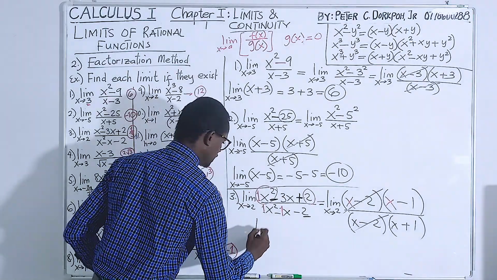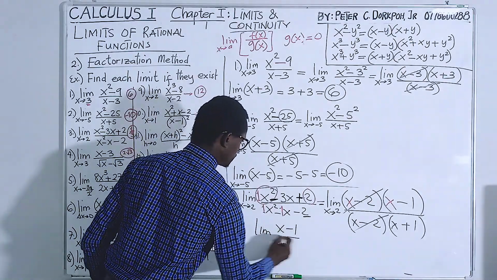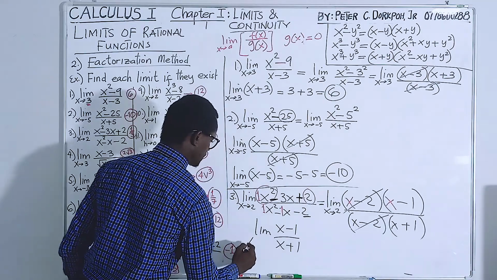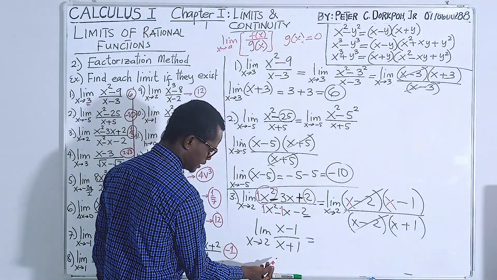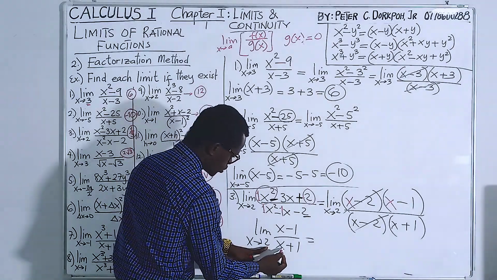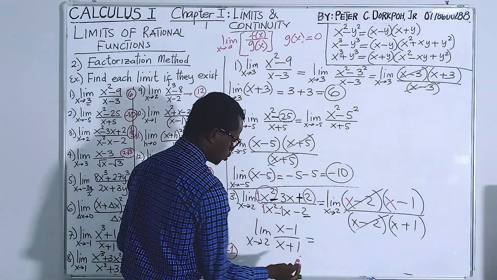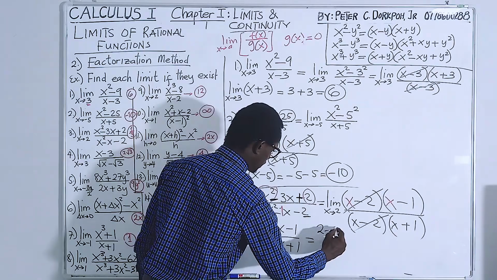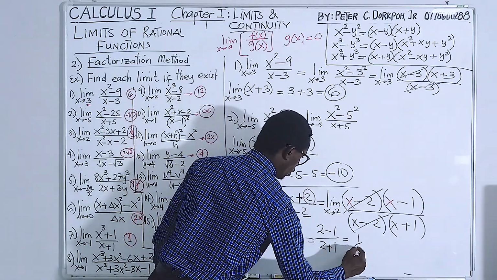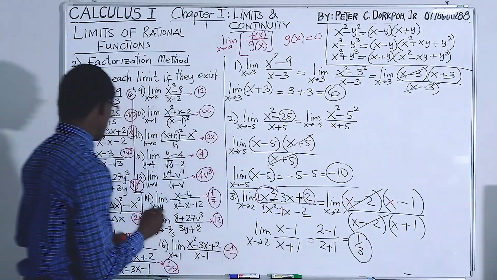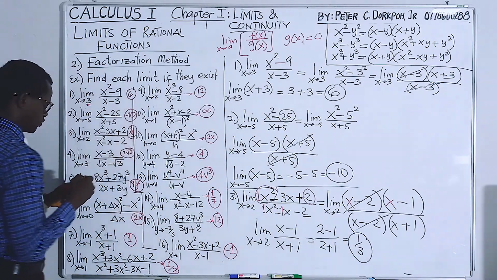So now we have the limit of x minus 1 divided by x plus 1 as x is approaching positive 2. So we can now test the limit in the denominator. If we put 2 here, 2 plus 1 is 3. So we can apply the limit now. So it's 2 minus 1 divided by 2 plus 1, which is just equal to 1 all over 3. So we look here, our answer now is 1 over 3.